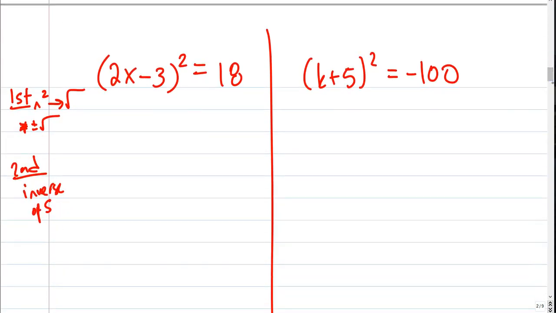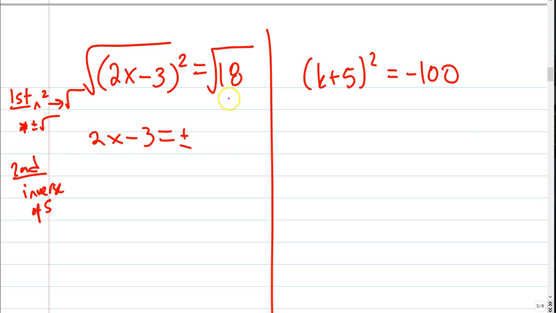First, undo the exponent with the root, okay? So when we put that root, it cancels the left side: 2x minus 3 equals the square root of 18. We get a plus or minus. You have to simplify the square root of 18. 9 times 2, 3 times 3 times 2, therefore 3 root 2.